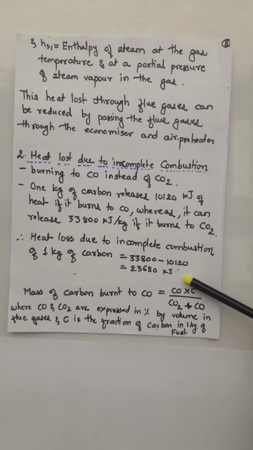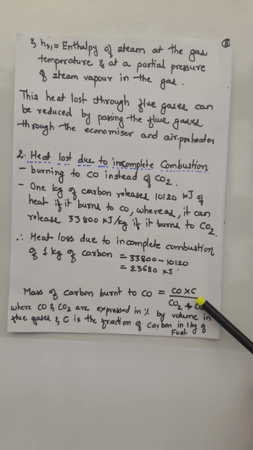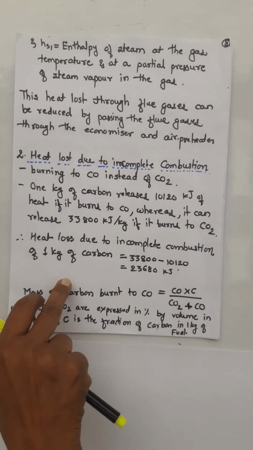Okay. Now if carbon monoxide is present in the flue gas, it indicates that the combustion of the fuel is incomplete. If the percentage of carbon monoxide and carbon dioxide in flue gases by volume are known, then the mass of carbon burnt to CO instead of CO2 per kg of fuel is given by CO into C divided by (CO2 plus CO), where CO and CO2 are expressed in percentage by volume in the flue gases, and C is the fraction of carbon in 1 kg of the fuel.